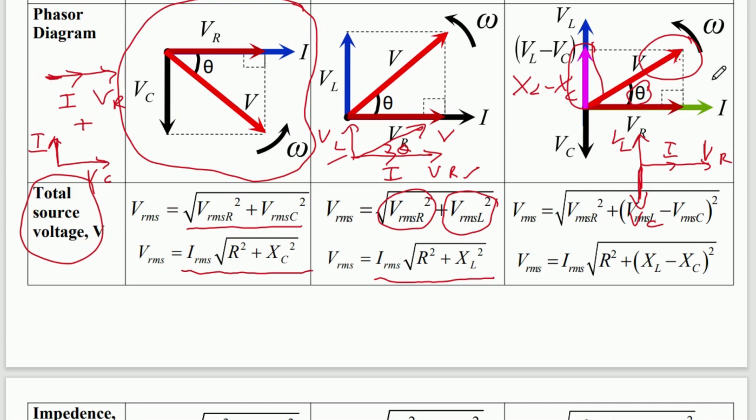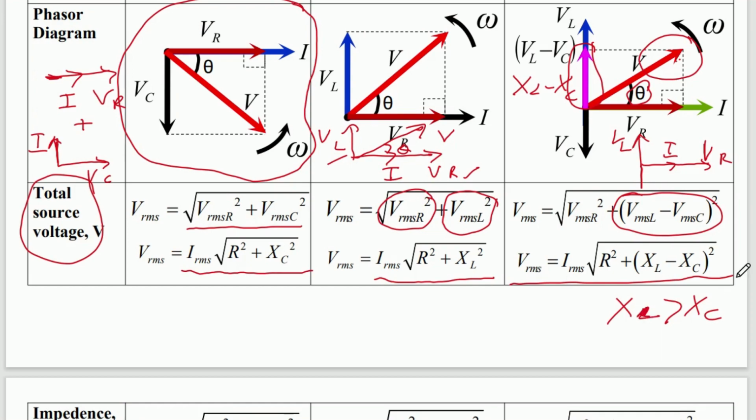For the RCL circuit, V_RMS equals the square root of V_RMS,R squared plus (V_RMS,L minus V_RMS,C) squared. This depends: if V_RMS,L is larger than V_RMS,C, then V_RMS,L minus V_RMS,C; but if V_RMS,C is larger than V_RMS,L, then V_RMS,C minus V_RMS,L. When we write it in terms of impedance, V_RMS equals I_RMS times the square root of R squared plus (XL minus XC) squared. This one is for XL larger than XC.